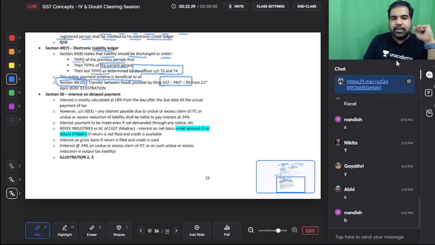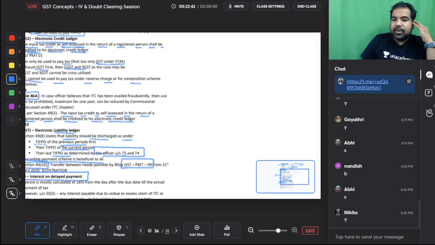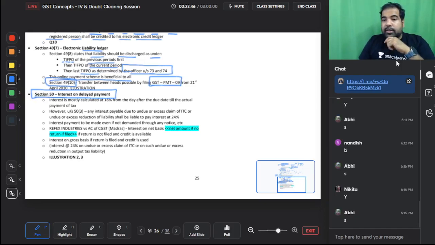Now guys, interest. Please tell me, if you don't pay money to a money lender or to the bank on time, do they charge you interest? Yes. Same way, if you don't pay GST to the government on time, will they charge you interest? Yes. The rate of interest is very high, 18% in GST.